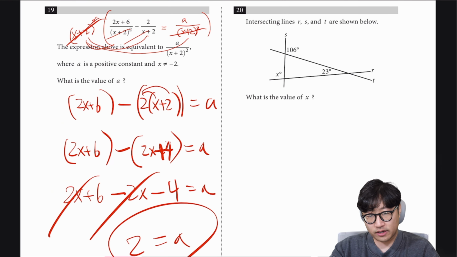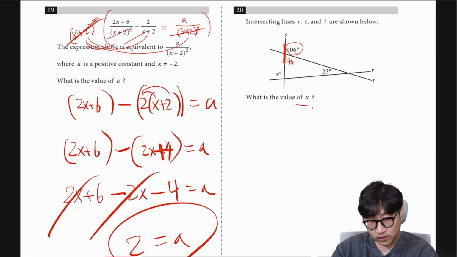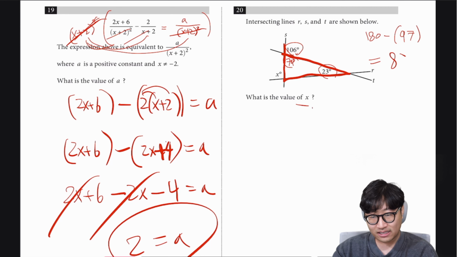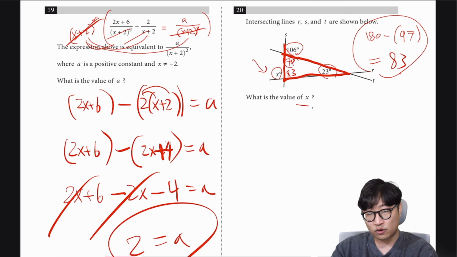All right, number 20, intersecting lines R, S, and T below. So what is the value of x? First of all, you notice that that's 106. It's got to be supplementary, 180 degrees. So 74 degrees right there. And then if you guys notice, that thing is a triangle, which should add up to 180. So 180 minus the 74 and 23 together. So that'll be 97. And that would give you 83. So 83 right there. So x better be 180 minus the 83, which is what basically I did over here. So that should be 97.